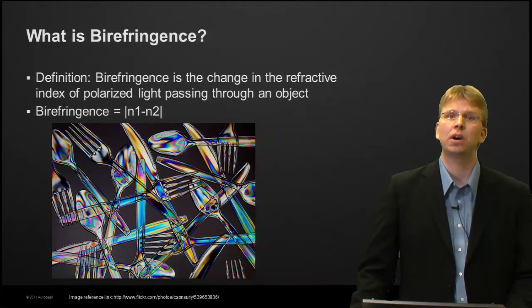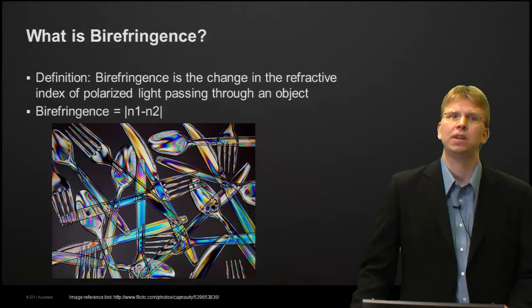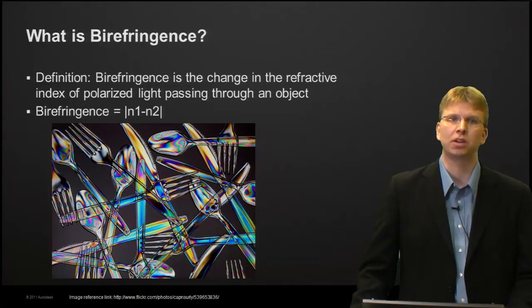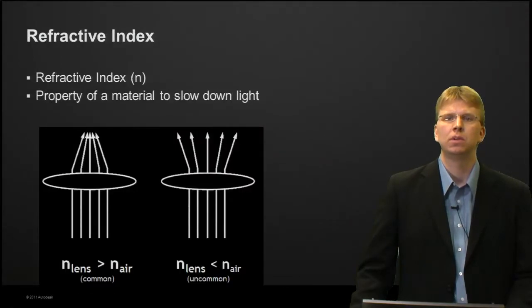So a good place to start is, what is birefringence? Birefringence is a change in refractive index of a polarized light that passes through an object. So typically this is a clear plastic part, and you see we have some utensils in the picture on the screen. Birefringence is really caused by the difference in refractive index from a section of the part to another section of the part. So what is refractive index?